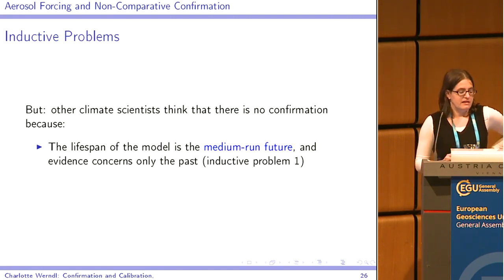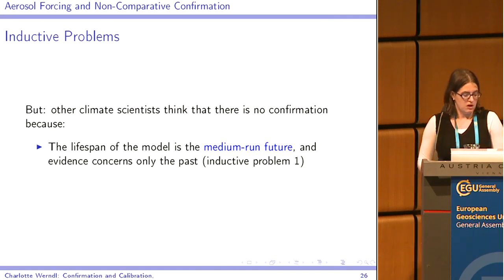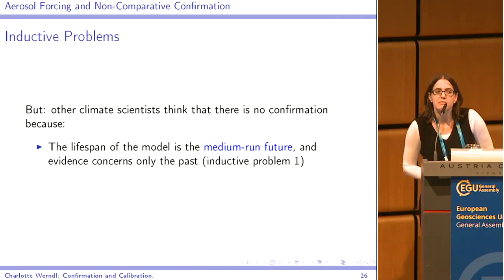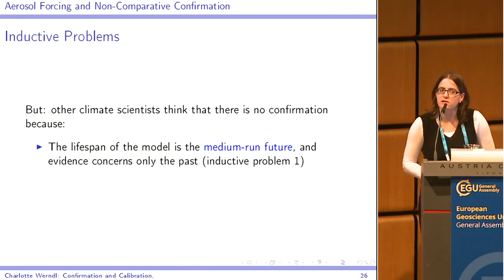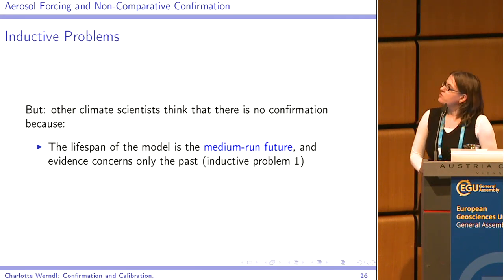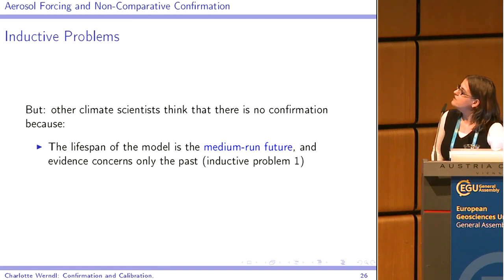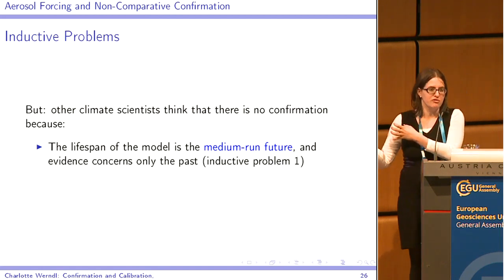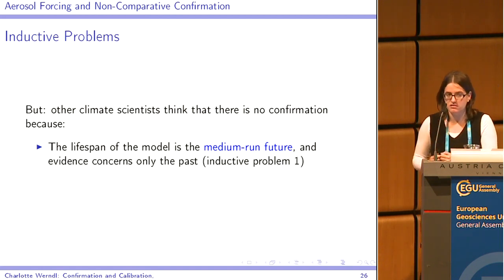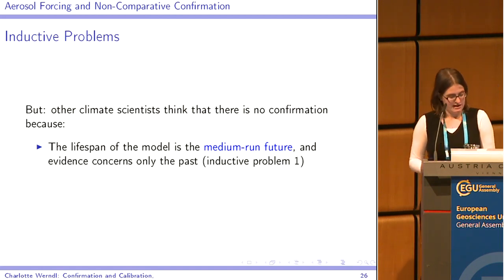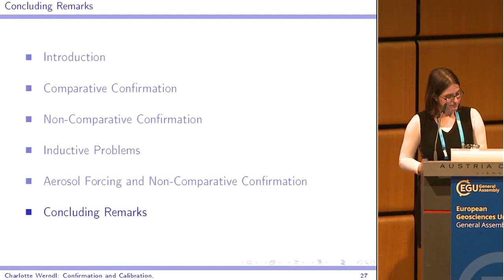But as I said, other climate scientists would be more concerned about saying that, because they think that's not really legitimate: the lifespan of the model is the medium-run future and the evidence concerns only the past. So the second inductive problem doesn't arise, because this is a model which can be falsified. It's not like 100 free parameters and 100 data points, so it's a different case.